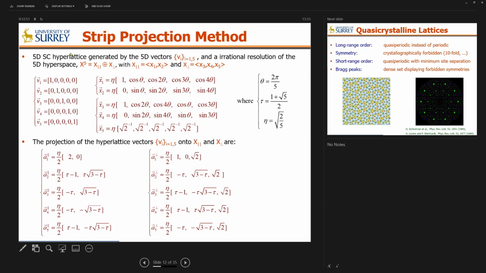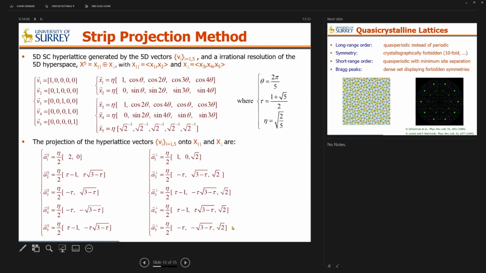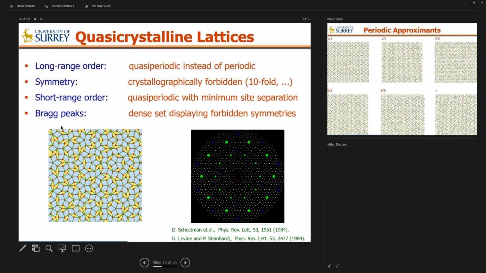And then what I'm going to do is exactly the same procedure that I have here. I decide upon a unit cell in the parallel space, and I project everything that I get in there on the perpendicular space. If I do that, I end up exactly with the Penrose lattice.